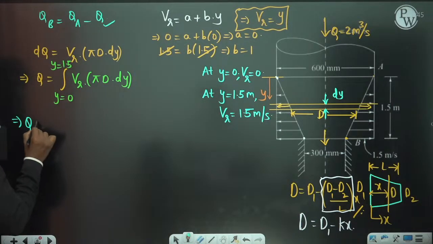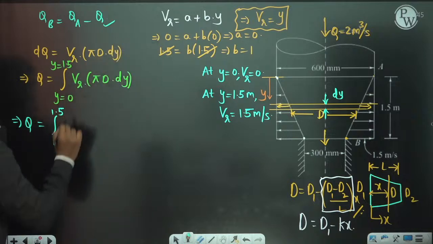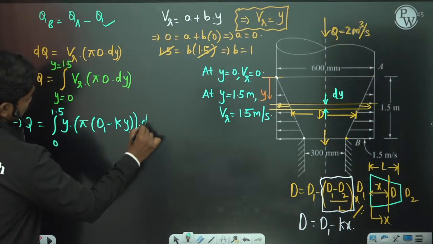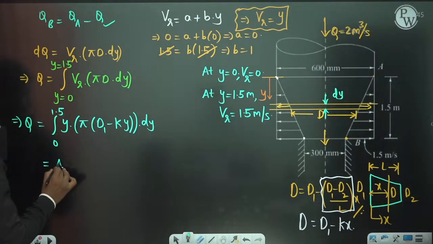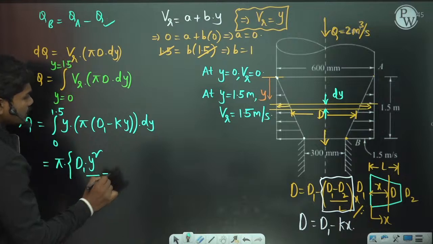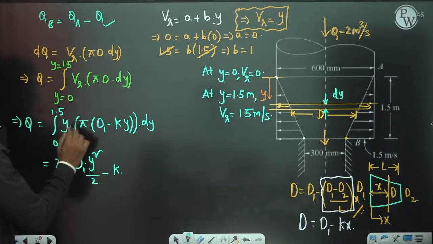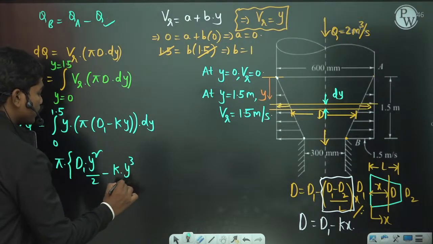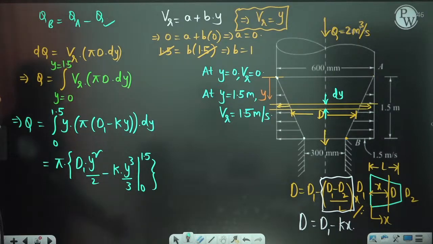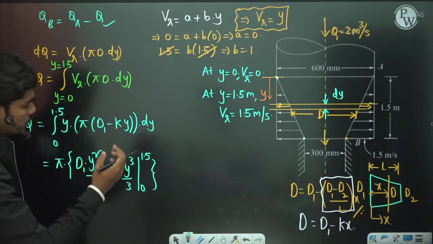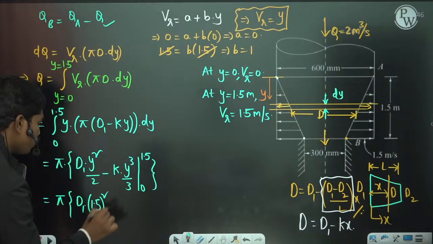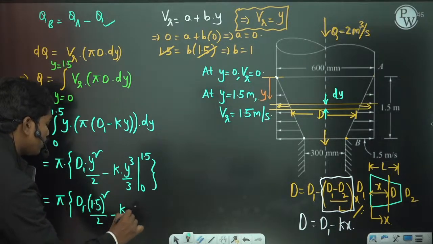This implies Q = integral from 0 to 1.5 of Vr, which is nothing but y, times pi into (d1 - k y) dy. This is what you have. Now if you integrate this, pi is a constant, the integration of d1 into y is d1 y squared by 2, minus k, which is a constant here, times the integration of y squared, which is y cubed by 3, within the limits 0 to 1.5. This is the total discharge that comes out of the conical section. If you simplify, Q = pi times (d1 into 1.5 squared by 2 minus k by 3 times 1.5 cubed).